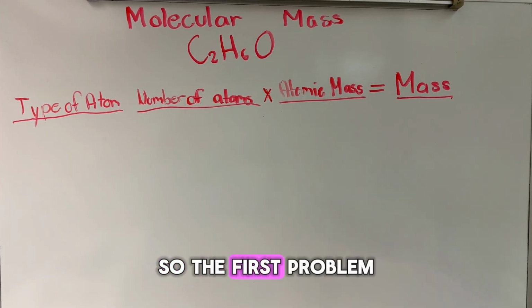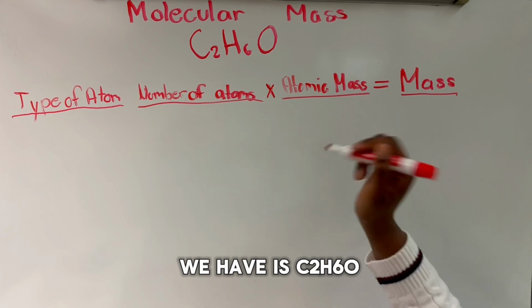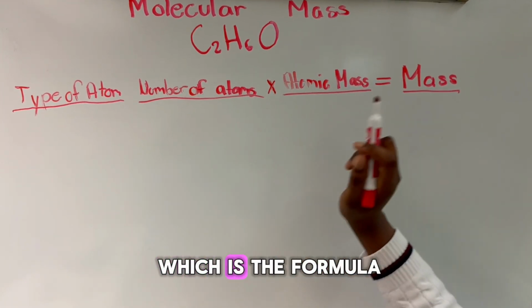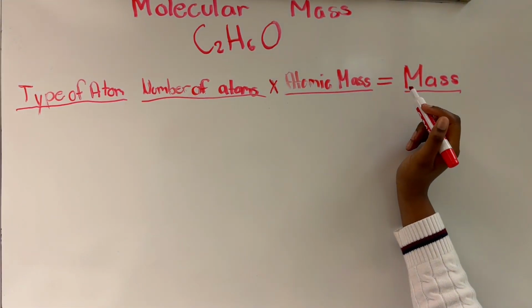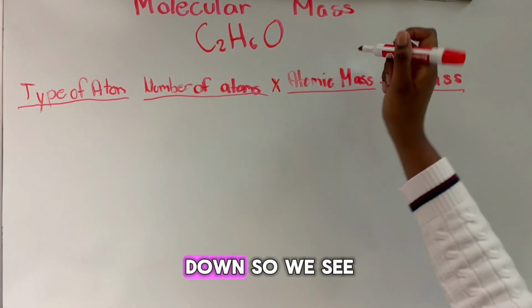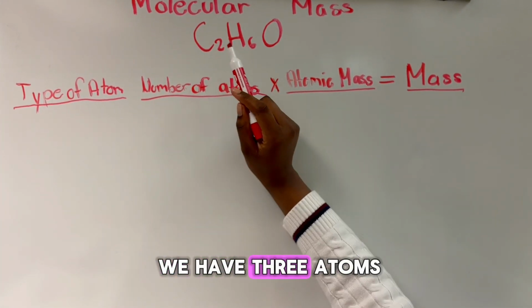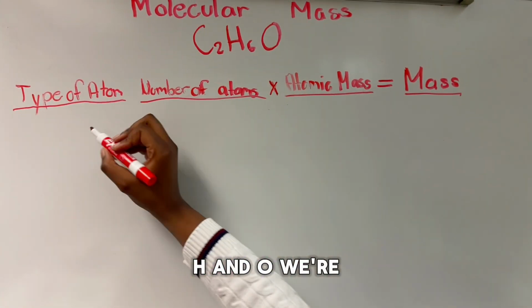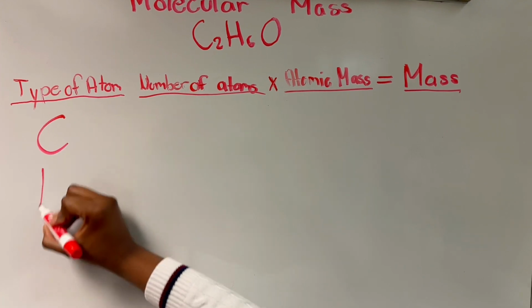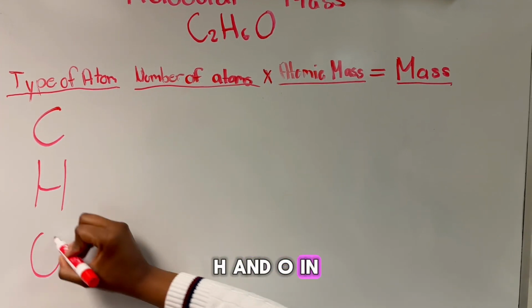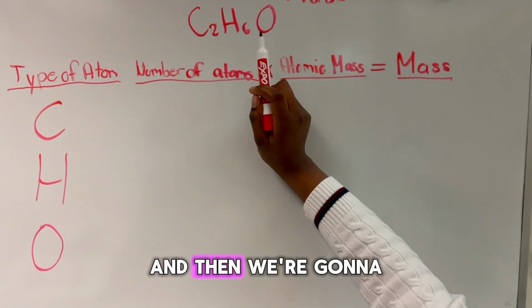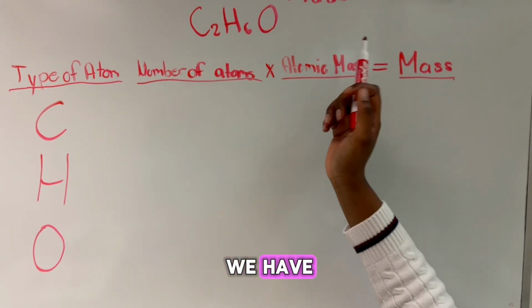So the first problem we have is C2H6O, which is the formula for ethanol. So let's break it down. So we see we have three atoms here, C, H, and O. We're gonna put C, H, and O in a line like that. And then we're gonna see how many atoms we have.